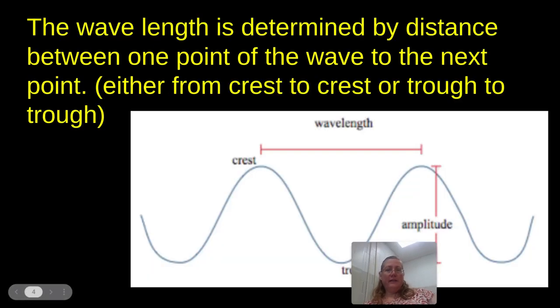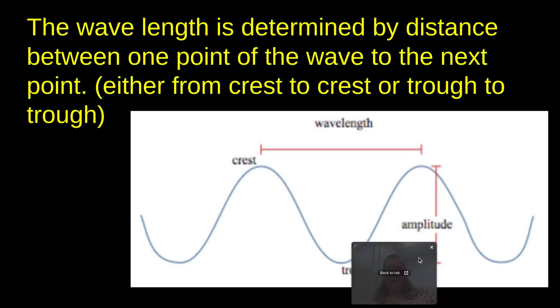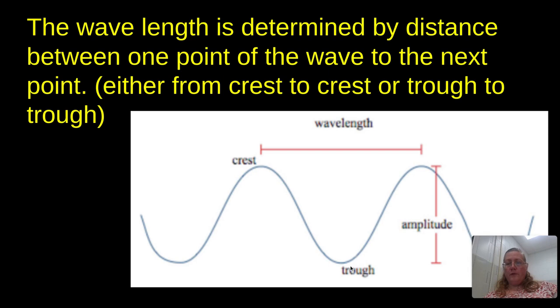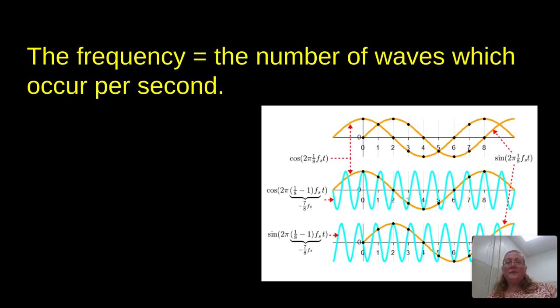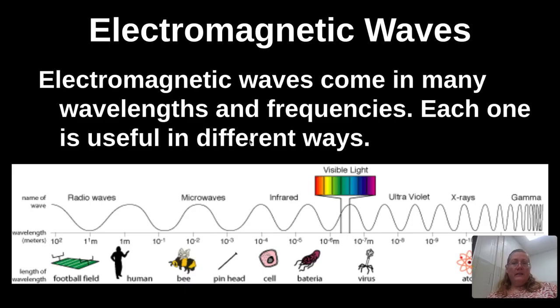The next slide tells us what the wavelength is. The wavelength is determined by the distance between one point of the wave and the next. Usually we go from crest to crest, but you could also go from trough to trough. It would be the same distance. The frequency is how fast they are moving. So how fast do they go through a given point, let's say point 0 here, in a given amount of time.